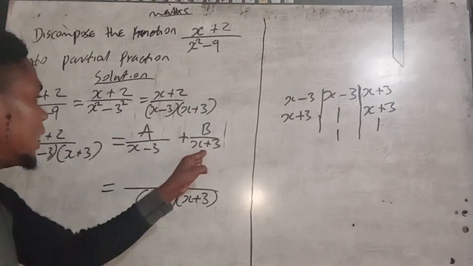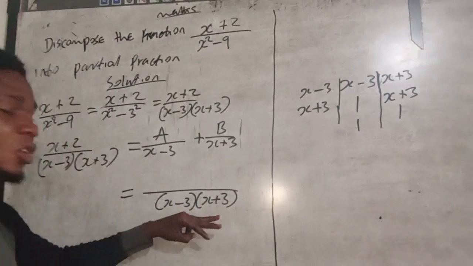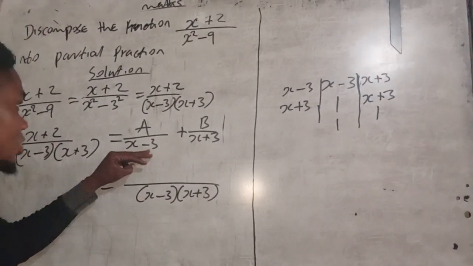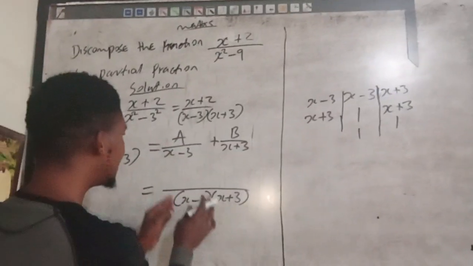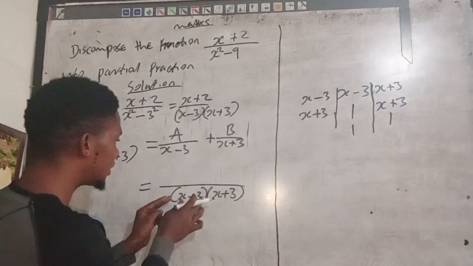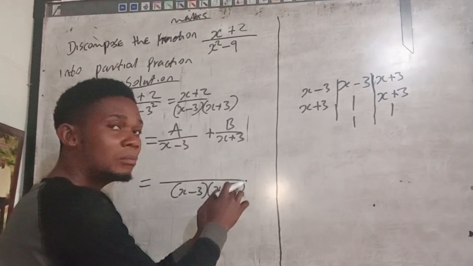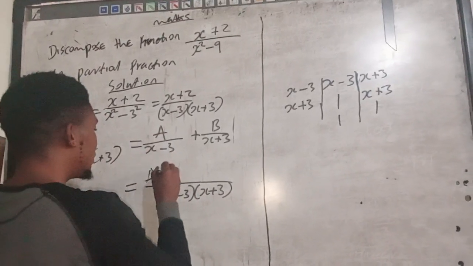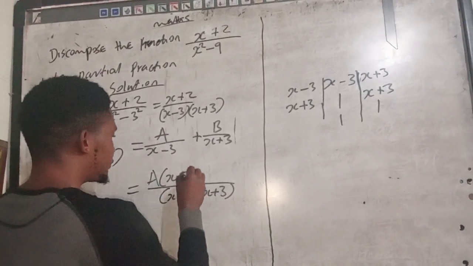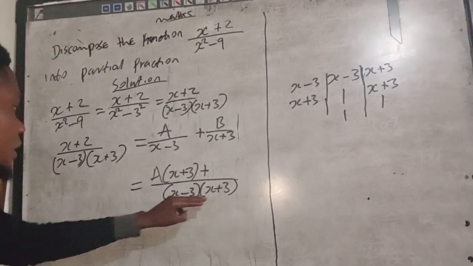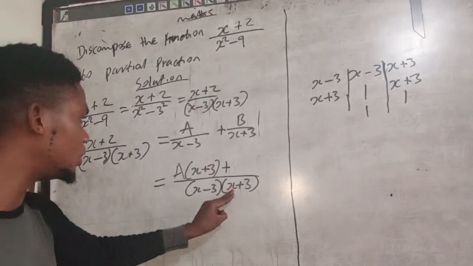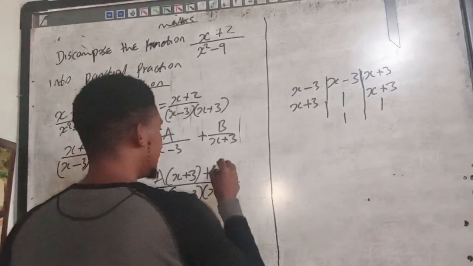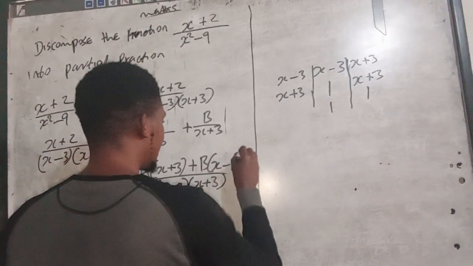So you will now add these. Now you divide the LCM by each of the denominators. This divided by this, x minus 3 will cancel x minus 3. What is left is x plus 3, which we now multiply by A. We have A open bracket x plus 3, plus, now this divided by this will cancel this. What is left is x minus 3. Now B times x minus 3 will give B open bracket x minus 3.